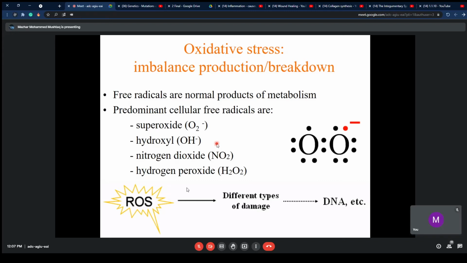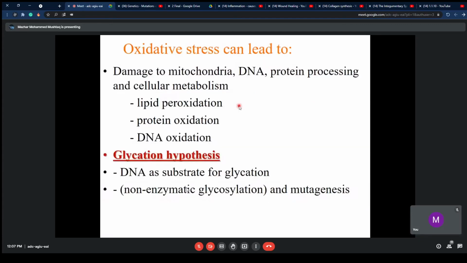So lipid peroxidation would be damaged, protein oxidation would happen, and DNA oxidation would happen. All of these are important for the physiological function of the cell. So if these are damaged, then eventually your cell will go either to apoptosis, or if not, it will go to senescence.